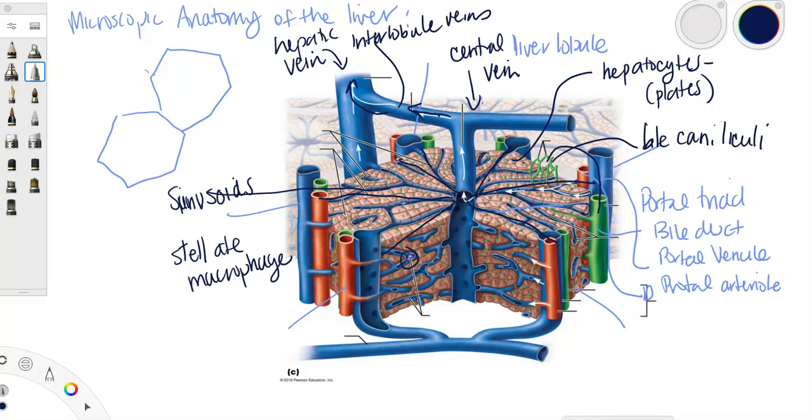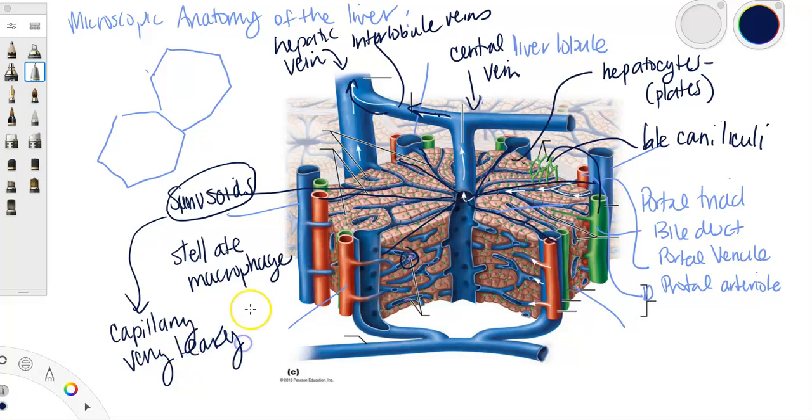All right, so that's basically the parts of the lobule, and there are lots of those within the liver. Again, we've got the sinusoids, and remember, sinusoids are a type of capillary that is very leaky. Okay, so a lot of stuff can get in and out, and that's how it manages the detoxing and all of that of your stuff, your foods.